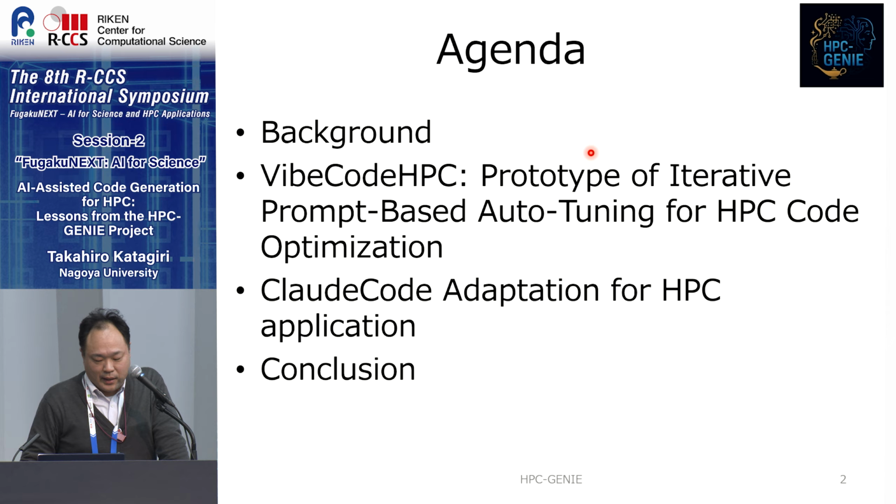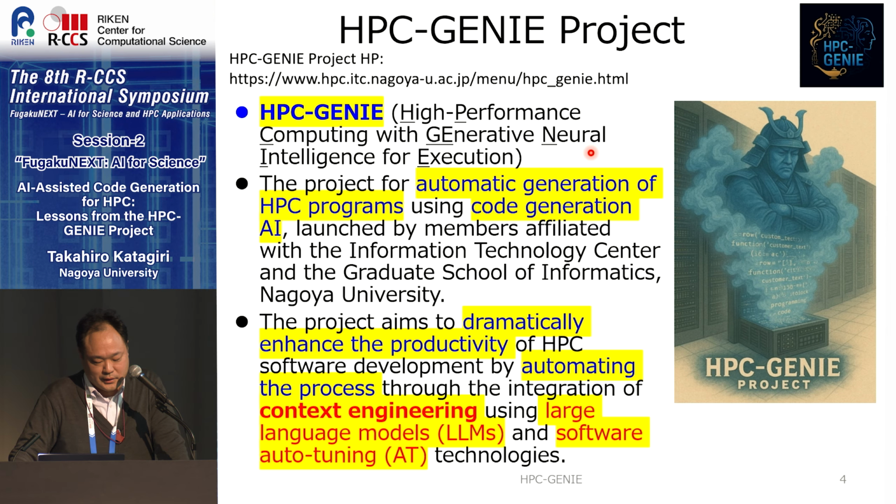Before starting, I'd like to talk about our project. At Nagoya University, we are doing the HPC-GENIE project. This is a project for automatically generating HPC programs using code generation AI. The aim is to dramatically enhance the productivity of HPC software and automate the whole tuning process by using LLMs. In this area, currently it is switching from prompt engineering to context engineering, which is a very important thing.